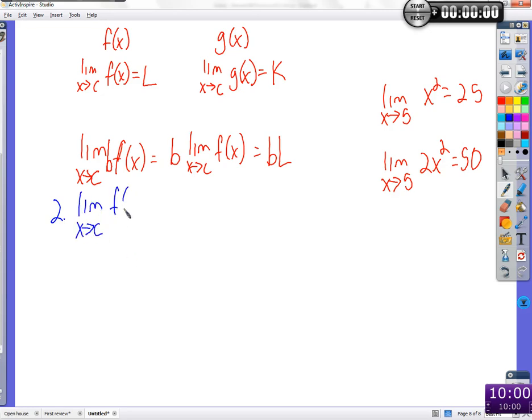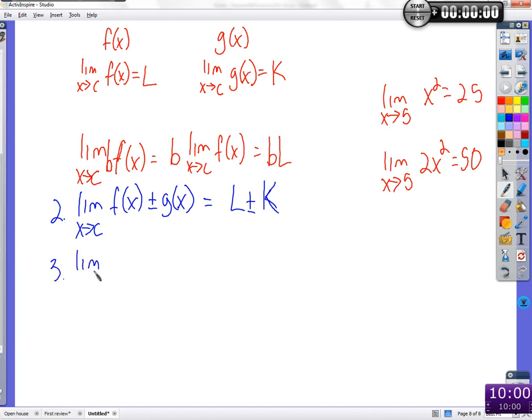Okay, so as x approaches c, what's f approaching? L. And what's g approaching? K. If I add these together, this part's going to get close to L, and this part's going to get close to K. So we just add L and K. Oh, is this where you get your g of f? No, that's in a minute. And then it also works for subtraction.